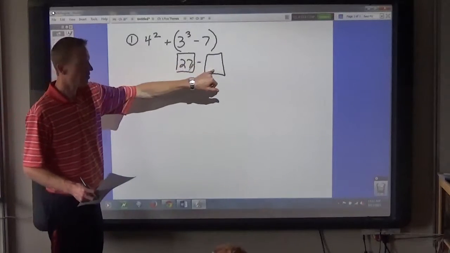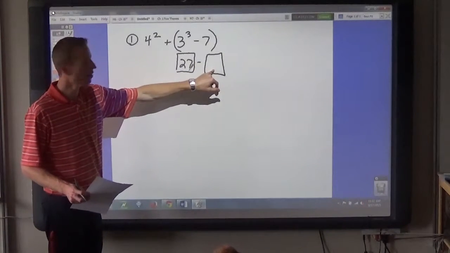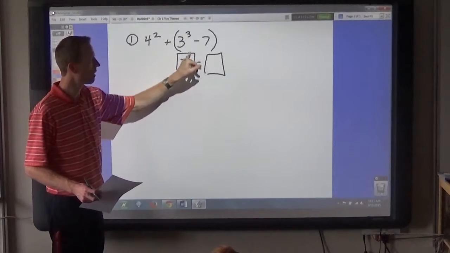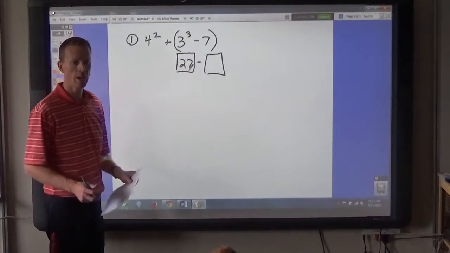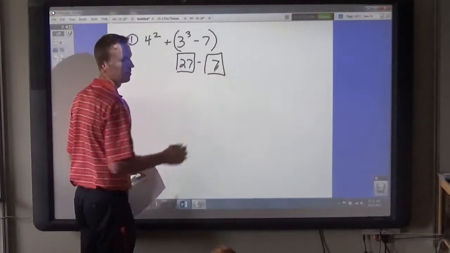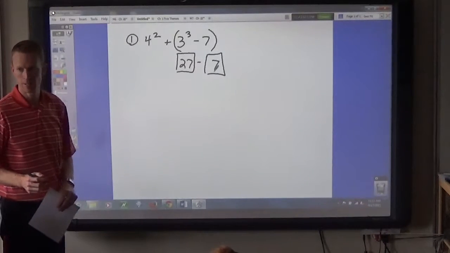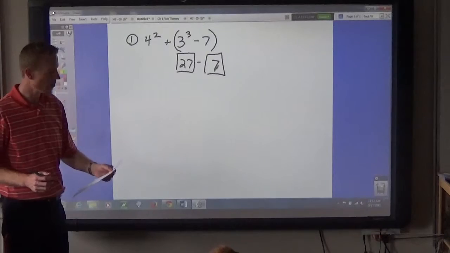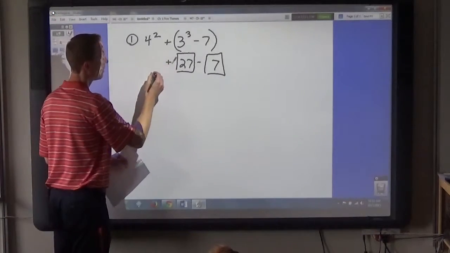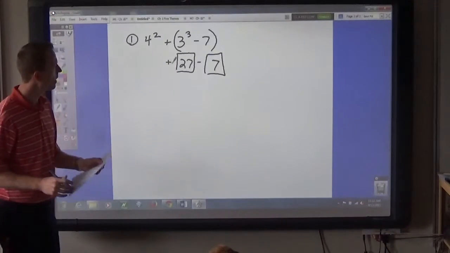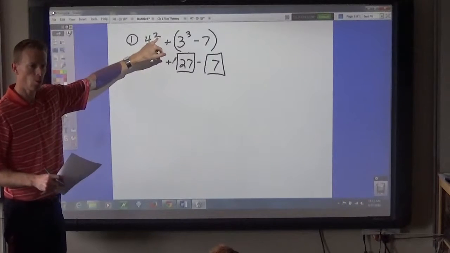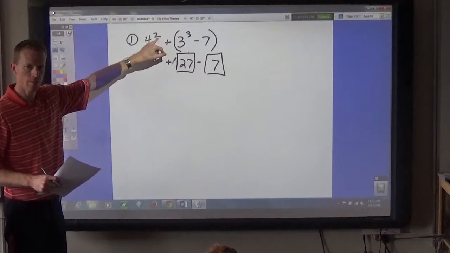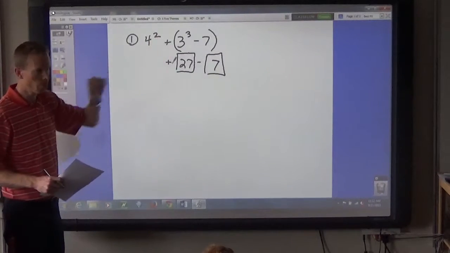Then, there's another box here. We're not looking for the answer to 27 minus 7. We have to bring down the 7. Okay? So bring down the 7. That should go in the other box. Then there's the plus sign. And then we can simplify 4 squared because that's one of the powers. And there's nothing else to do outside the parentheses.